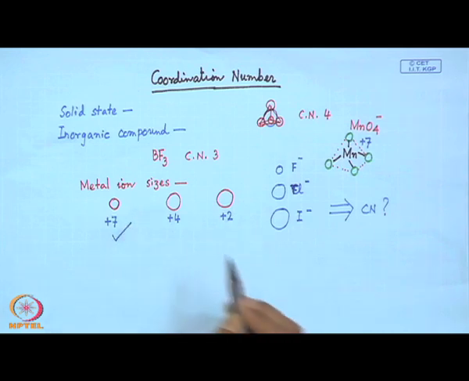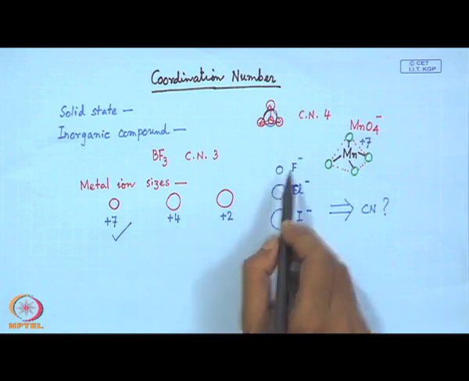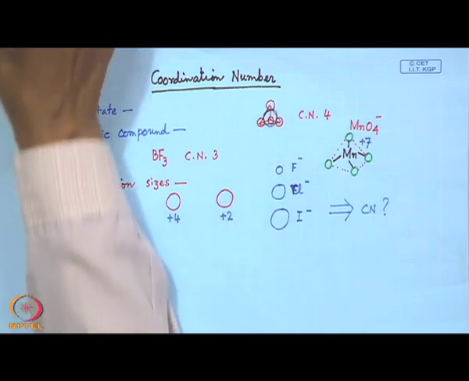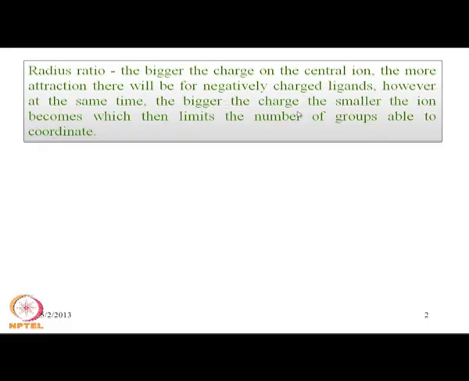That means, if we have a +7 charge on the metal ion, the attraction between this charge and the negative charge will be more. But when we have a higher charge, the smaller the ion becomes. That means, when you have the +7 oxidation state for manganese, it will have the smallest size in the series, which then limits the number of groups able to coordinate. So, when the size is small, we cannot cover the metal ion with a large number of ligands, though the attractive force between the positive center and the negative center is more.